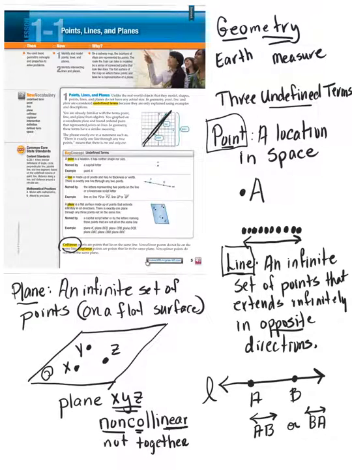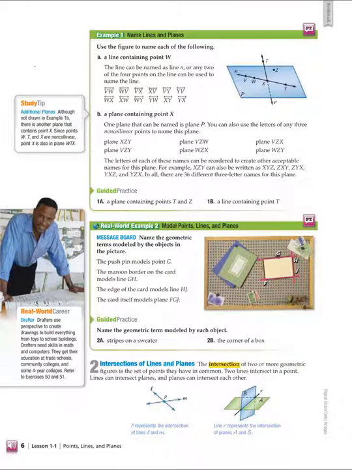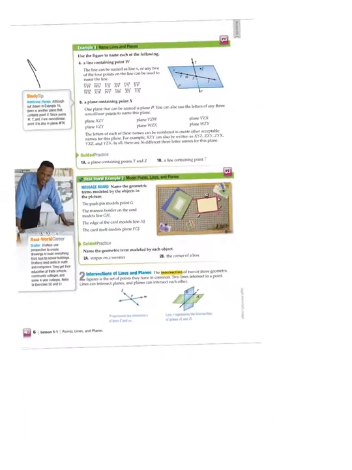Collinear on the same line, non-collinear cannot be on the same line. Coplanar on the same plane, non-coplanar can never be on the same plane, or never on the same flat surface. Okay?